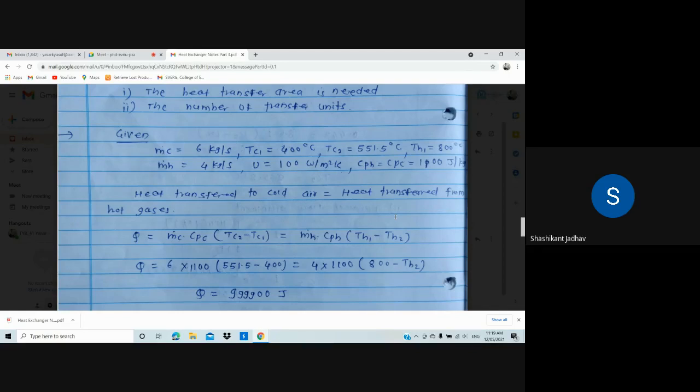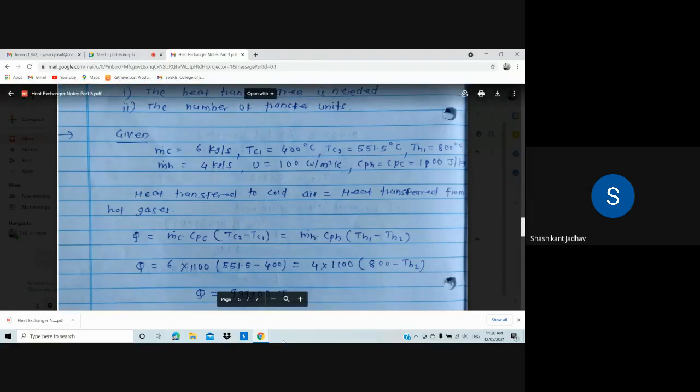So related to the cold air, what is the equation? Q is equal to m dot c into CPC into bracket TC2 minus TC1. By putting the values into this equation, we get the value of Q. Or we have to equate that equation with respect to m dot h into cph into bracket th1 minus th2. So first of all we get the value of Q.